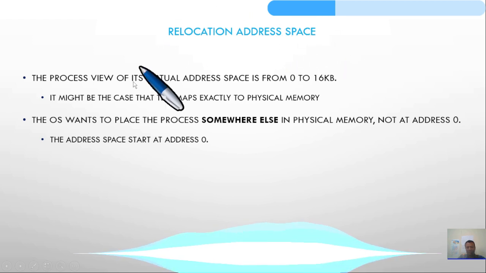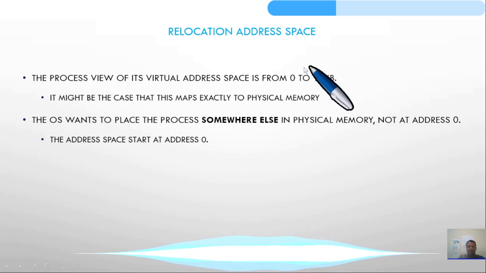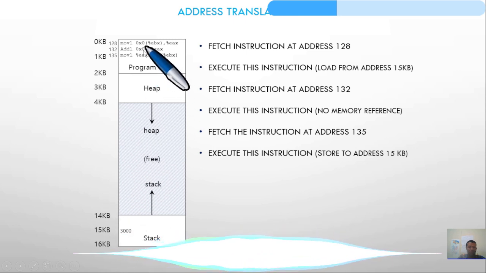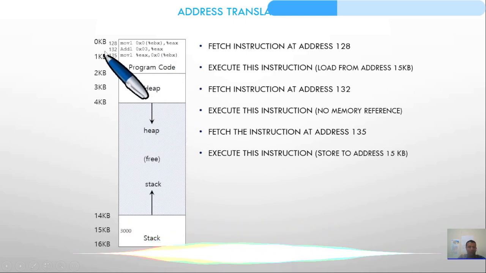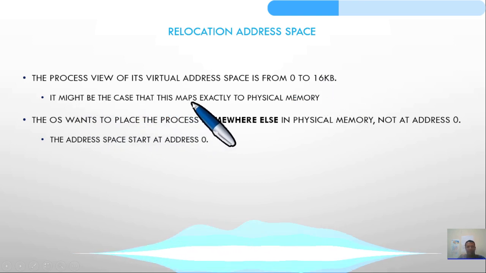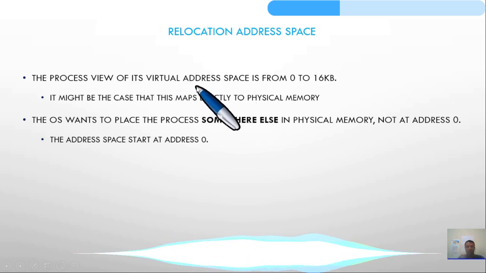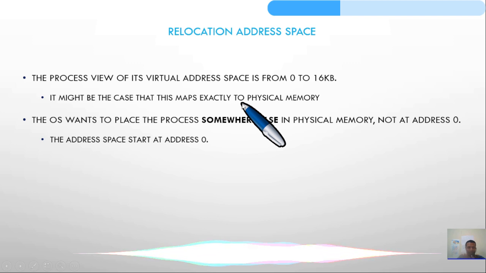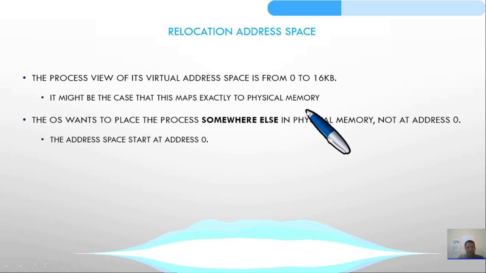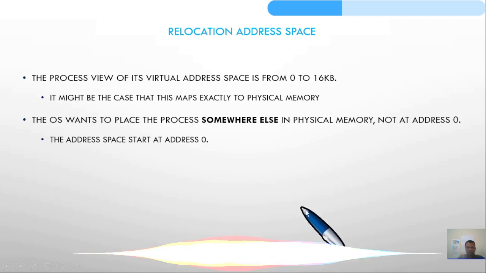So relocation of address space. The process view of virtual address space is from 0 to 16 kilobyte. As you can see, this is a virtual address, and the process assumes all the stack, the heap, the code, all this 16 kilobyte is the address space, from 0 to 16 kilobyte. It might be the case that this maps exactly to physical memory, if the physical memory and the virtual memory were the same, but that is not the case, because the operating system will take some of the space from 0 up to some memory size. So it cannot be a one-to-one relationship.